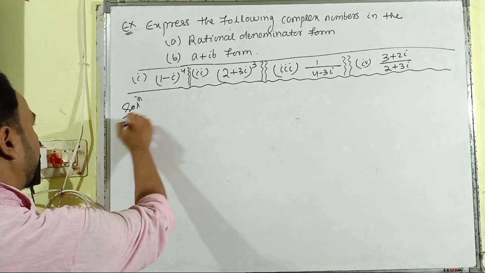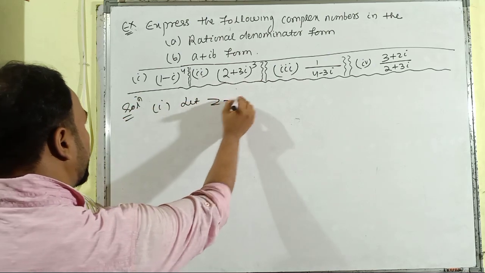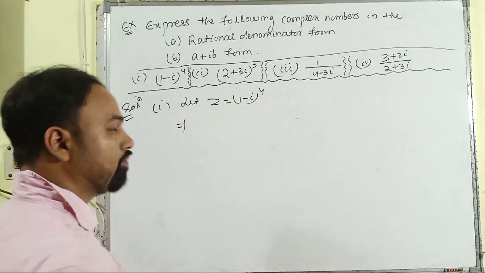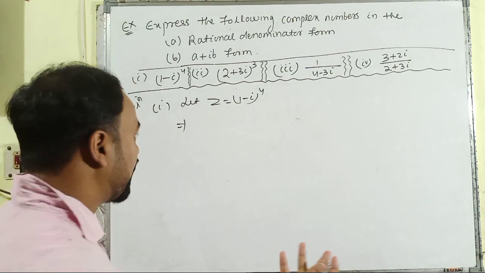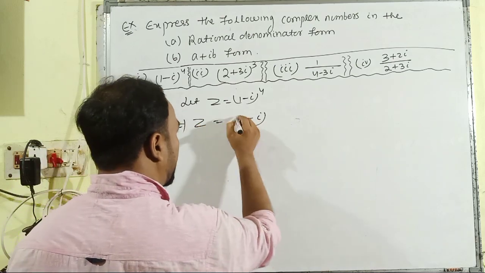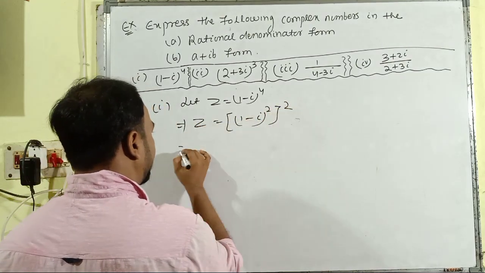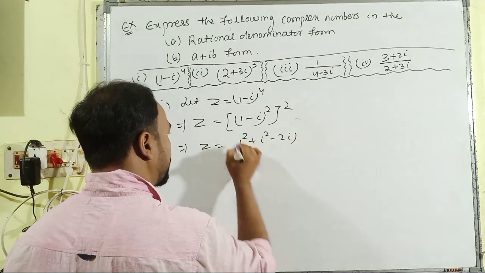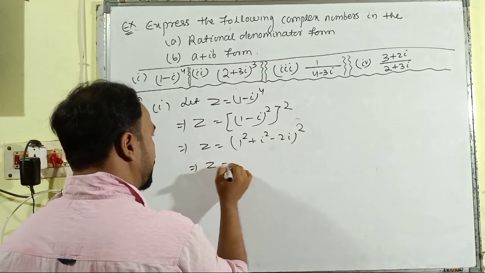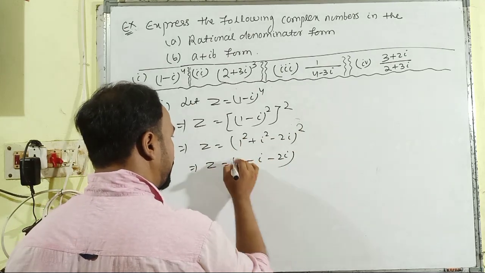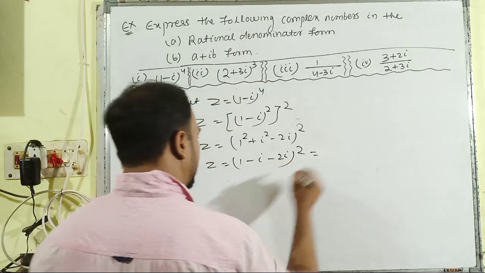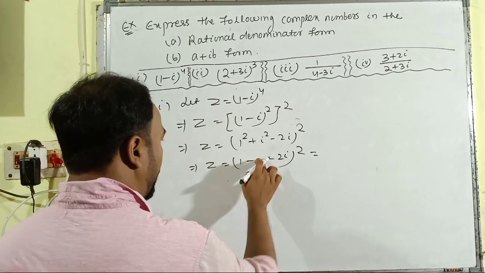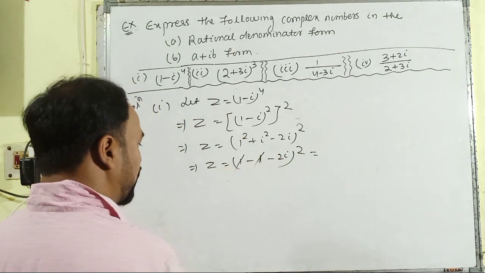Here is the solution of the first bit. Let z is equal to (1 minus i) whole to the power 4. First of all we have to convert this complex number into the general form of a complex number. That means we have to apply these procedures. Then it will be (1 square plus i square minus 2i) whole square. Then it is (1 minus 1 minus 2i) whole square. Now i square is minus 1, so 1 minus 1 got cancelled here.